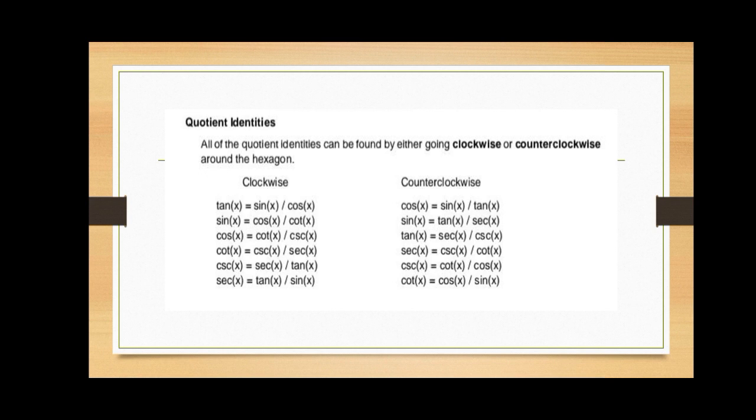Sine x is equal to cosine x over cotangent x. Next is cosine x is equal to cotangent x over cosecant x. Cotangent x is equal to cosecant x over secant x. Cosecant x is equal to secant x over tangent x. Secant x is equal to tangent x over sine x.